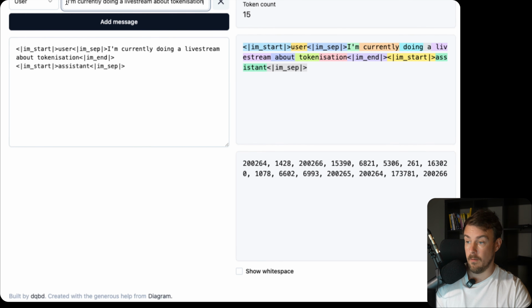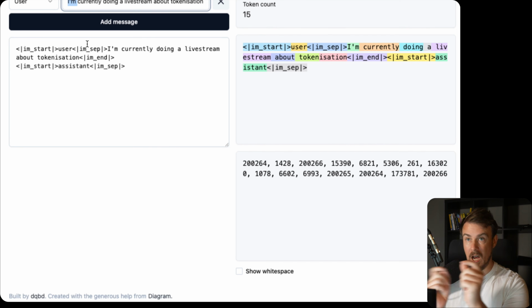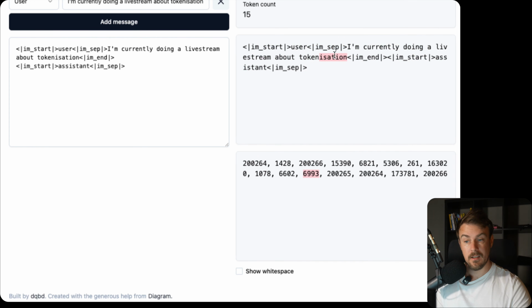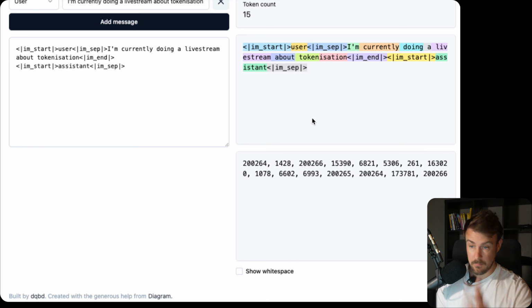That consists of 1, 2, 3, 4, 5, 6, 7 words, or maybe 8 words if you think the contraction I'm is an additional word, but it turns into 15 tokens. Now, on the right-hand side, you can see this colored breakdown of what the particular tokens are. So, for example, this is a useful one. The word tokenization is not one token. It's actually 2. The first token is this token, and the second one is ization.